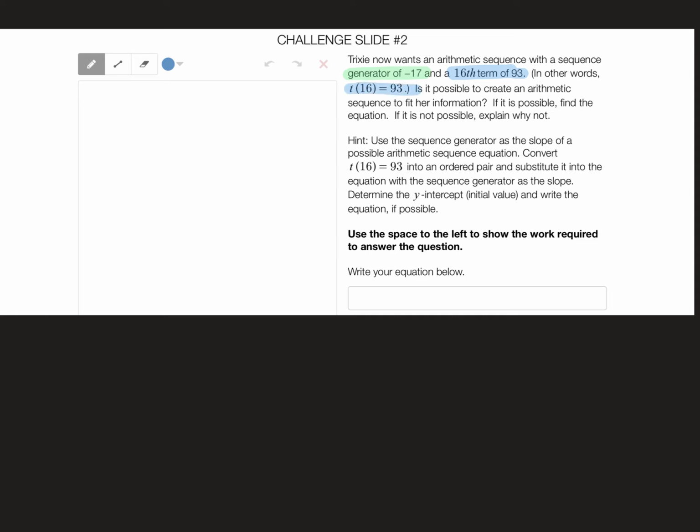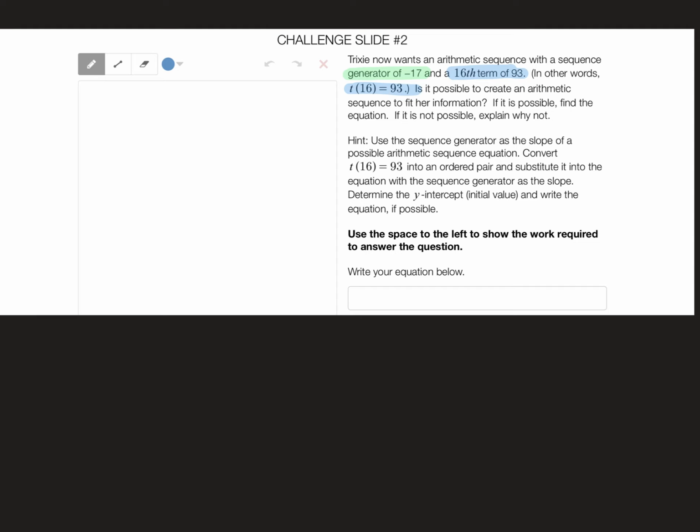So we want to find out if it's possible to create an arithmetic sequence to fit her information. If it is possible, find the equation. If it's not possible, we want to explain why. And there's a hint here, and the hint says use the sequence generator of -17 as the slope of a possible arithmetic sequence equation. Convert T of 16 equals 93 into an ordered pair and substitute it into the equation with the sequence generator as the slope. In other words, we're kind of working from like step 3 in the previous problem.